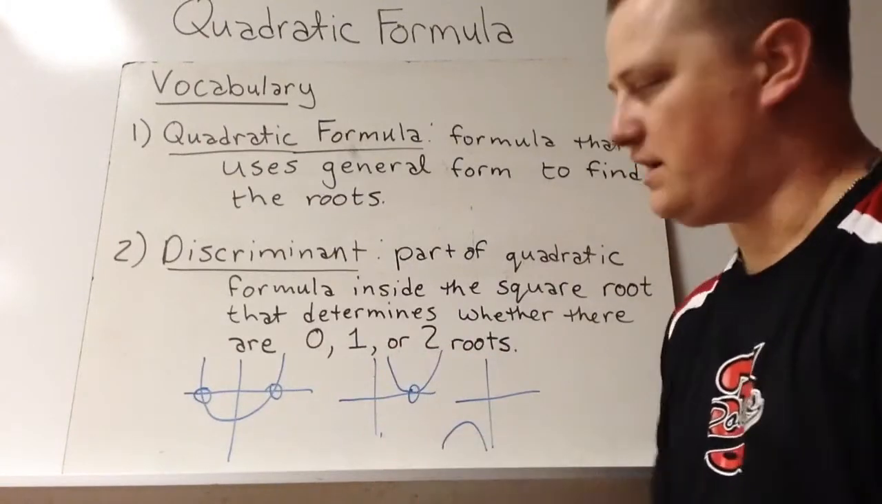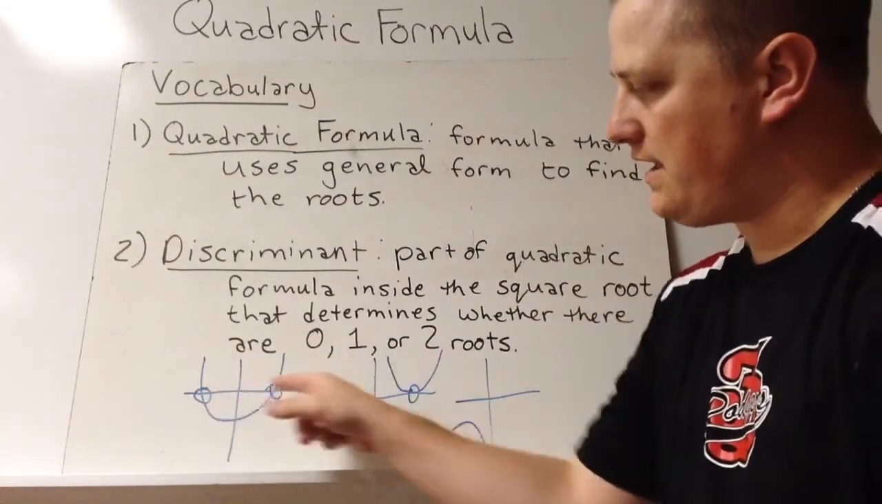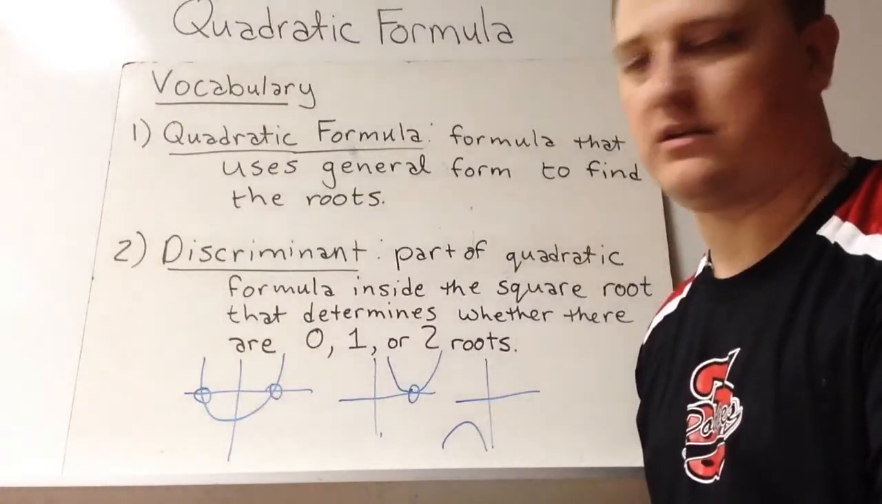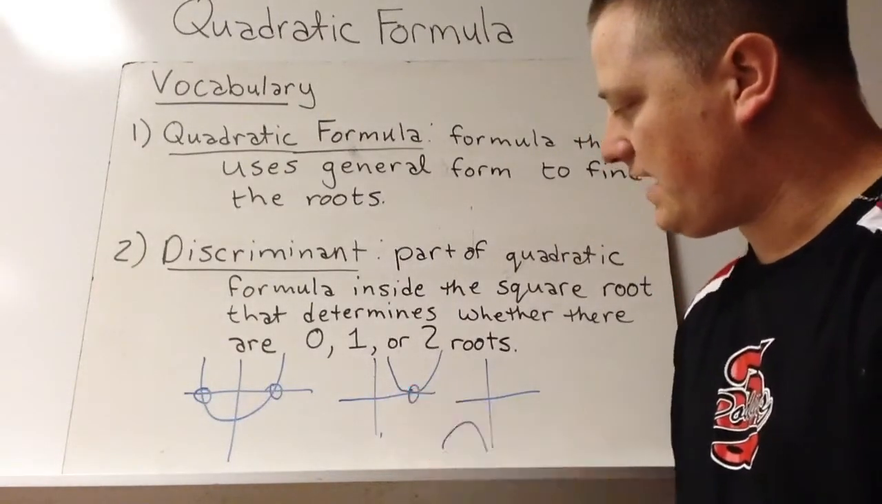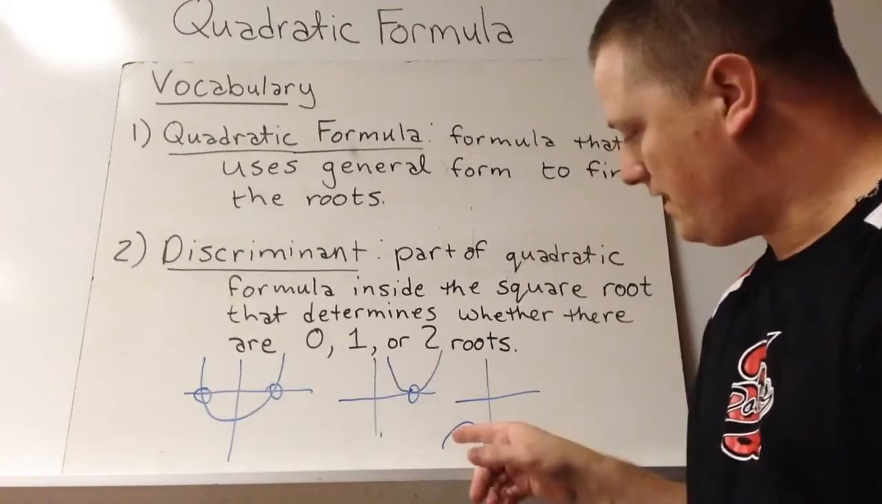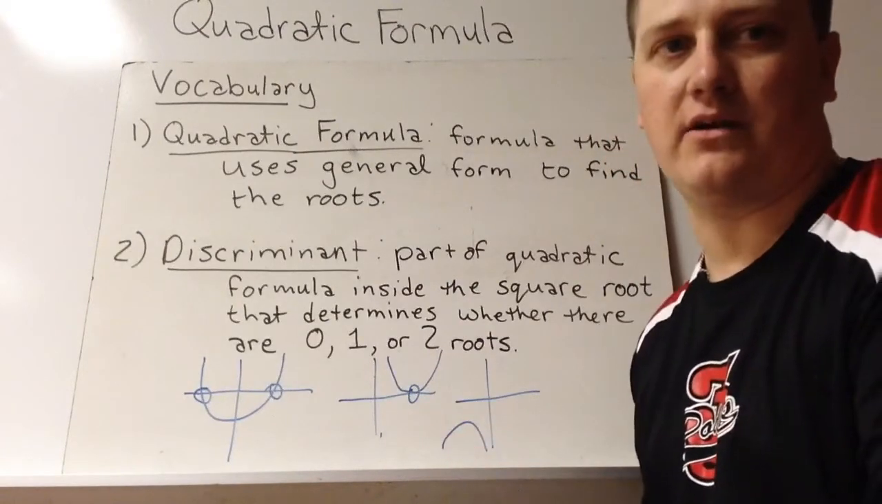So I've got some pictures here. Notice how this quadratic has 2 roots, crosses the x in 2 spots. This one touches the x at the vertex, so it's got 1, and this one never crosses, so it has 0.